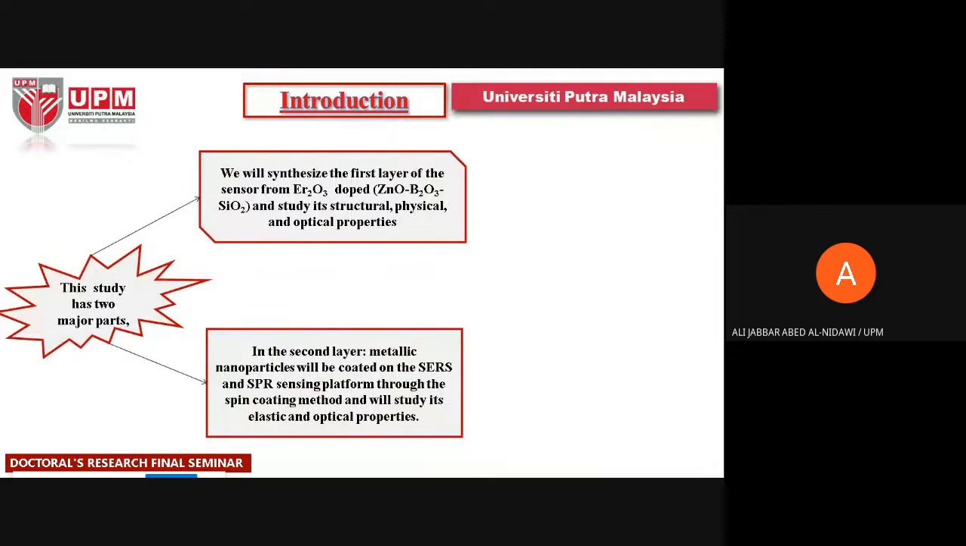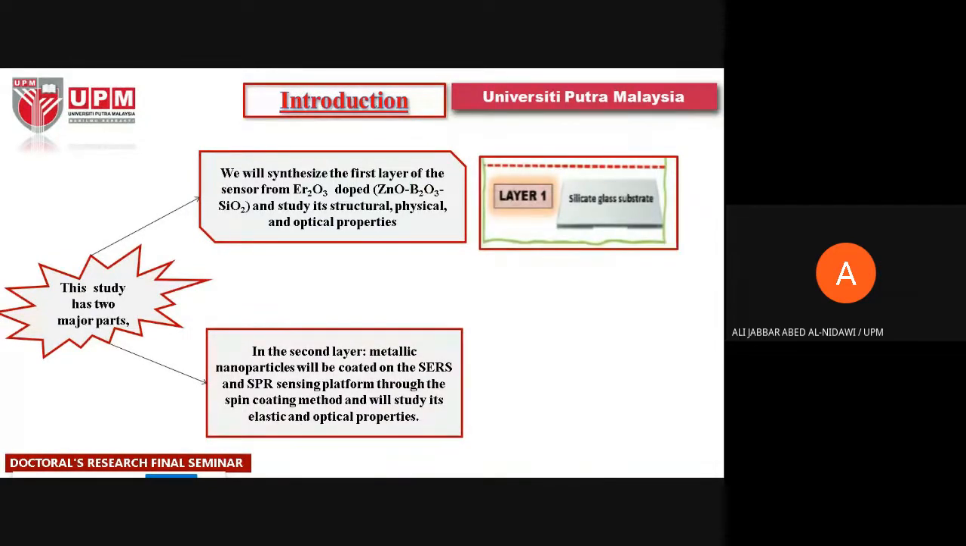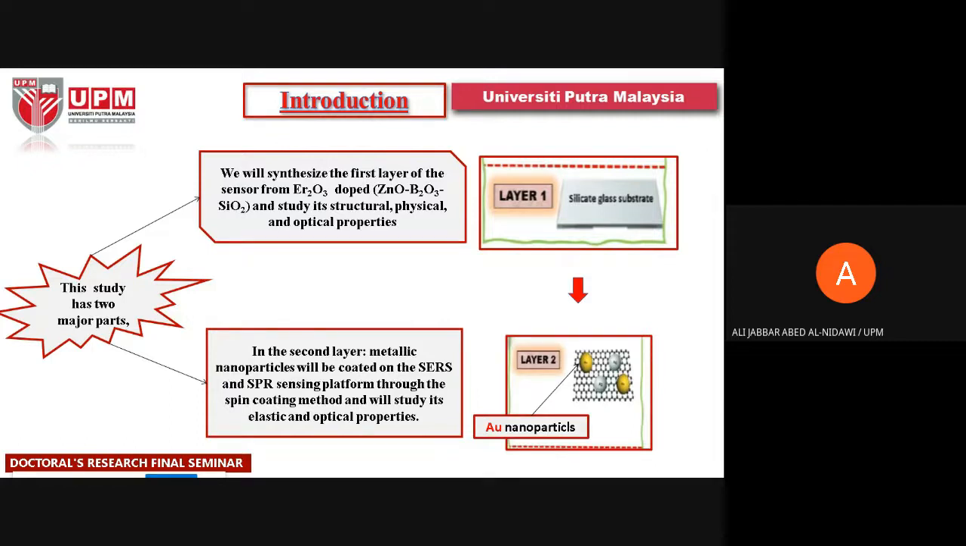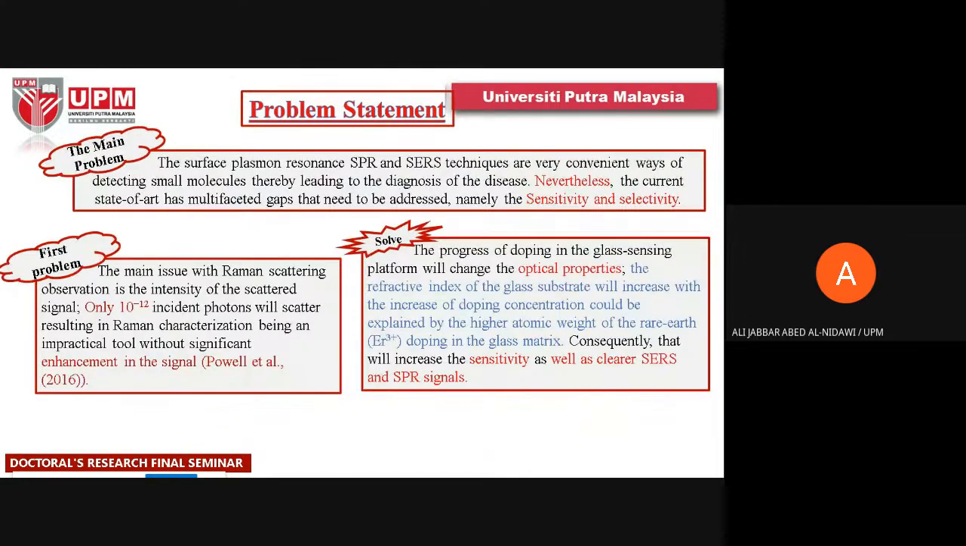In this study, we have two parts. The first part is to synthesize the first layer, which is erbium-doped zinc borosilicate glass, and study the structure, physical, and optical properties. Also, to prepare a gold coating on the surface of the glass substrate to get the second layer by the spin coating method, and study the elastic and optical properties of it.